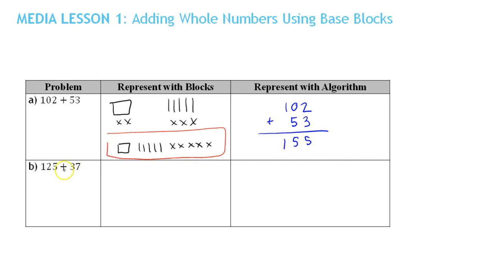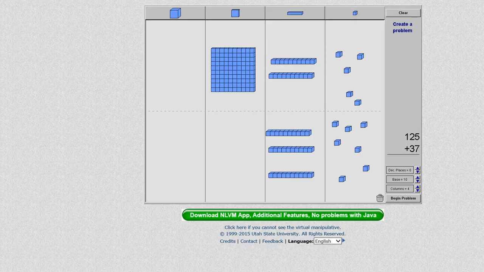Now let's look at the next one. And we're going to take a look at this on the website. So I've set up the problem. Notice we have 125, 1 flat, 2 rods, 5 ones. There it is. And then we have 3 rods and 7 ones for 37.